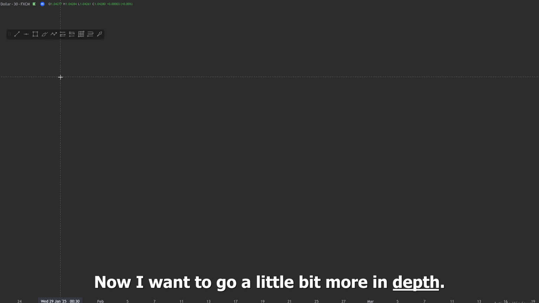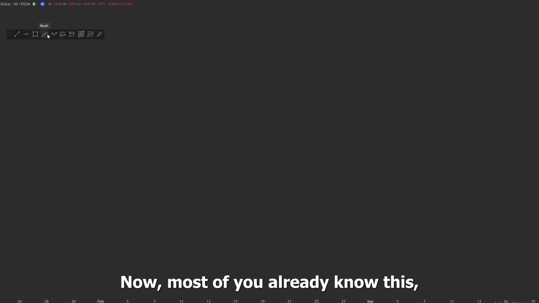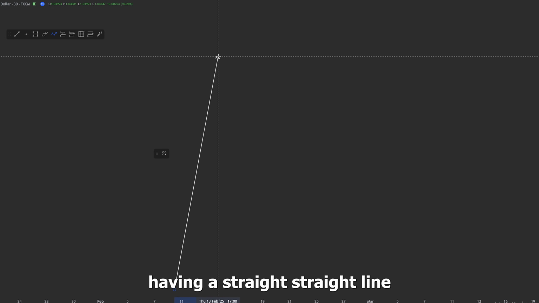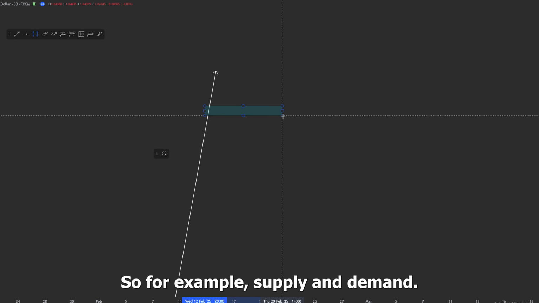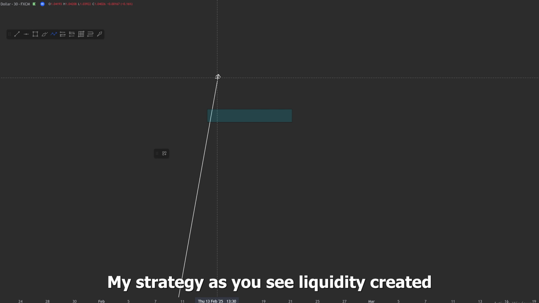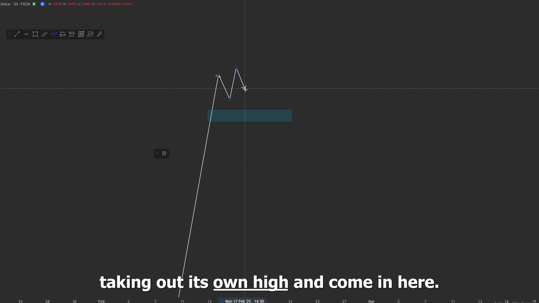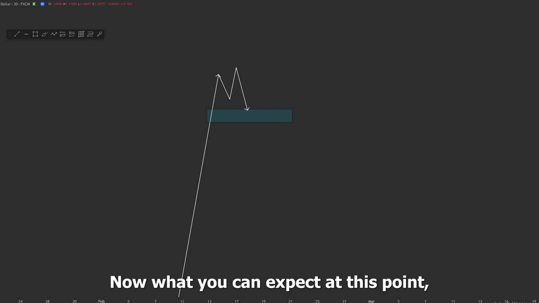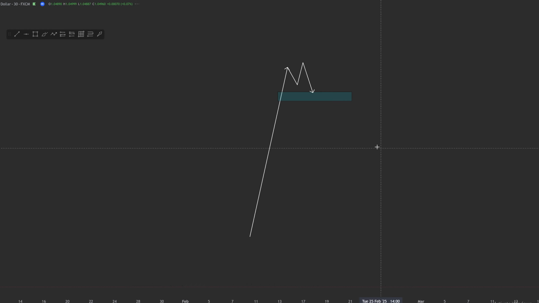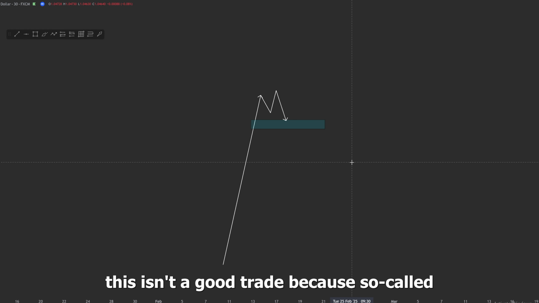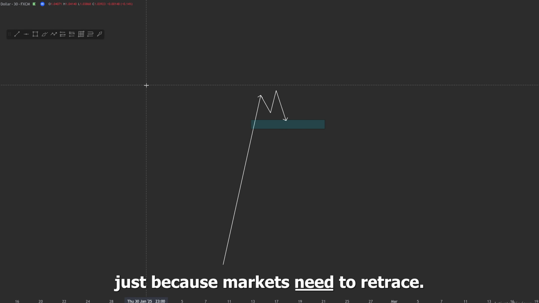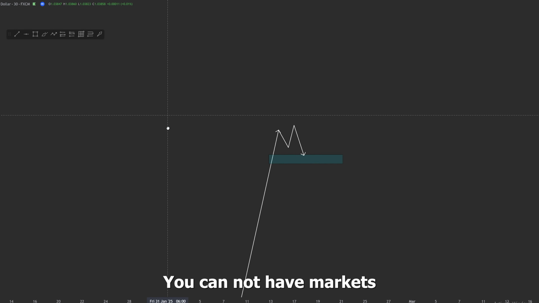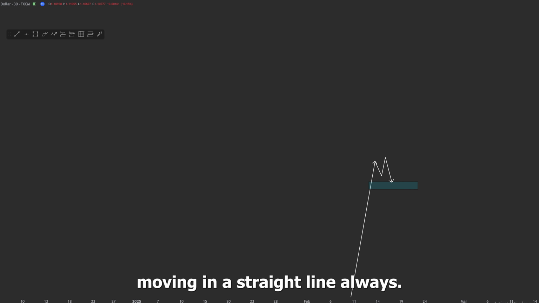Now, I want to go a little bit more in depth. Most of you already know this, but if you see price having a straight line, and then you have a setup right here. So for example, supply and demand, my strategy. As you can see, liquidity created, taking out its own high and coming here. Now, this isn't a good trade because you're really bullish. I will call this a bad trade just because markets need to retrace. You cannot have markets moving in a straight line always.